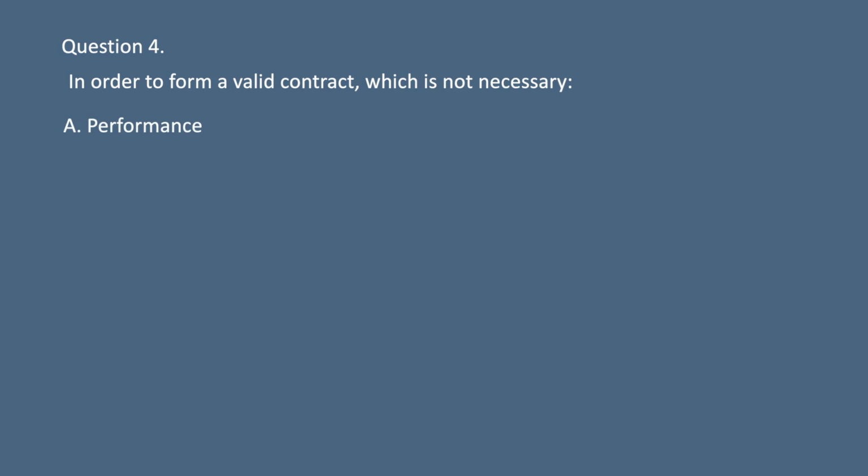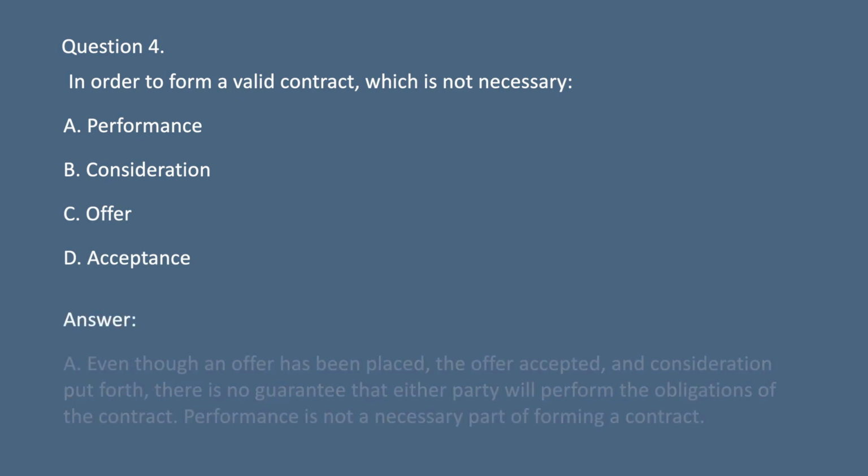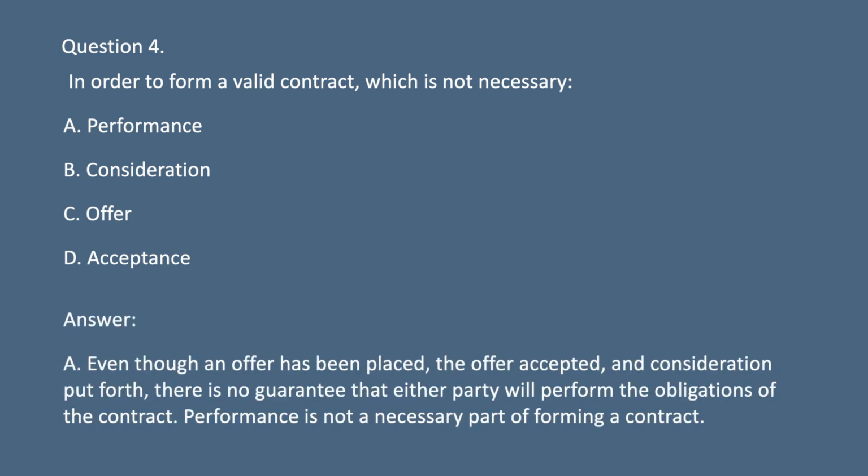Question 4. In order to form a valid contract, which is not necessary? A. Performance. B. Consideration. C. Offer. D. Acceptance. Answer. A. Even though an offer has been placed, the offer accepted, and consideration put forth, there is no guarantee that either party will perform the obligations of the contract. Performance is not a necessary part of forming a contract.